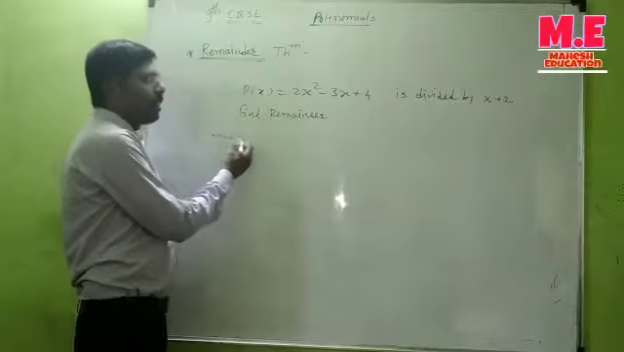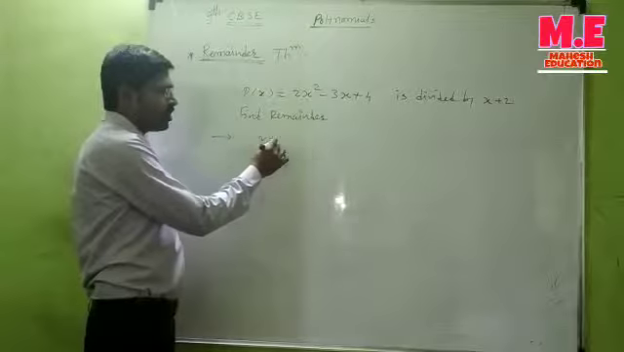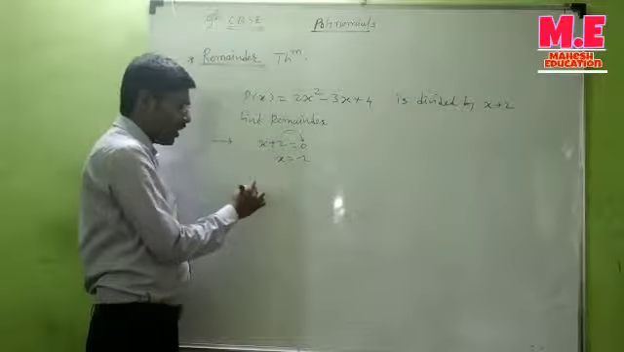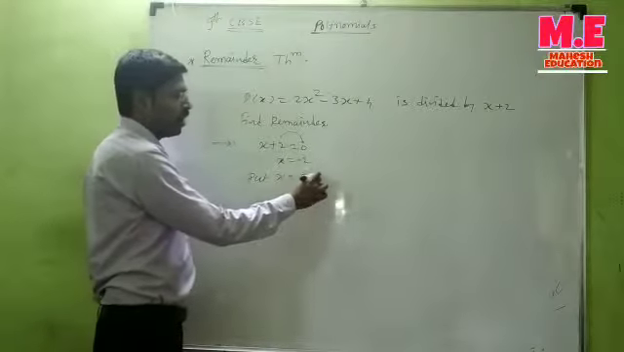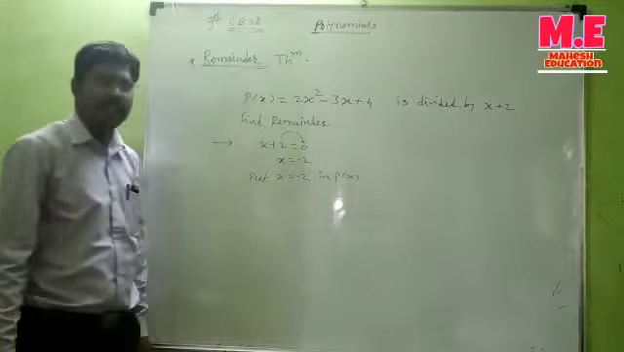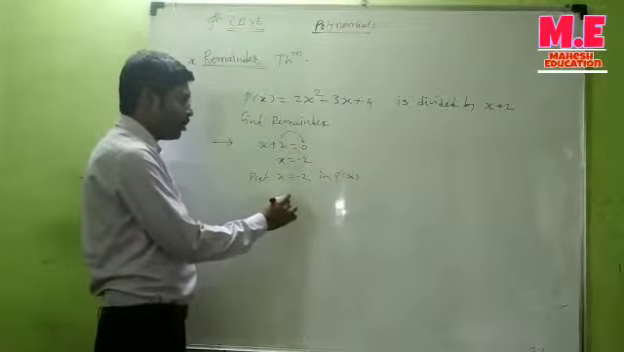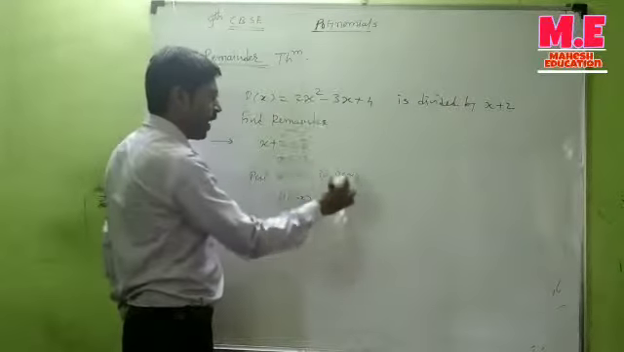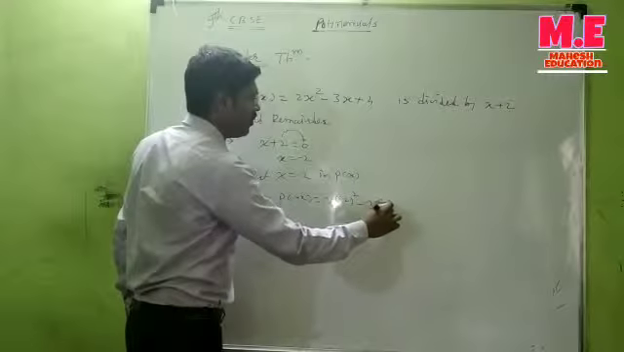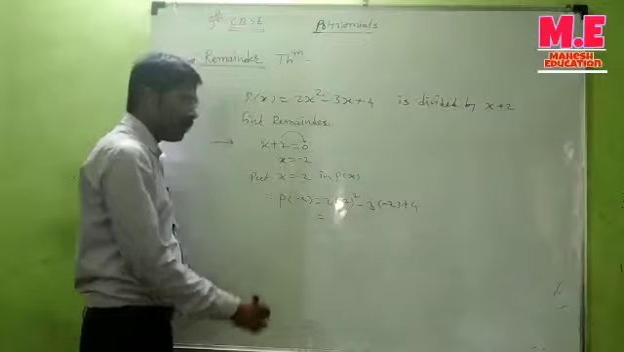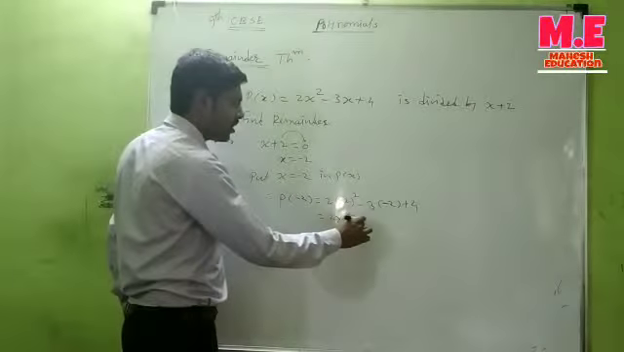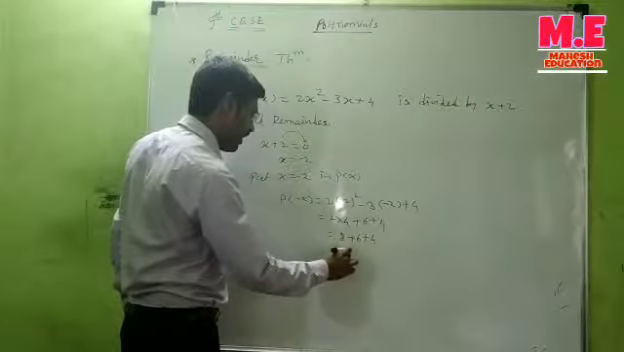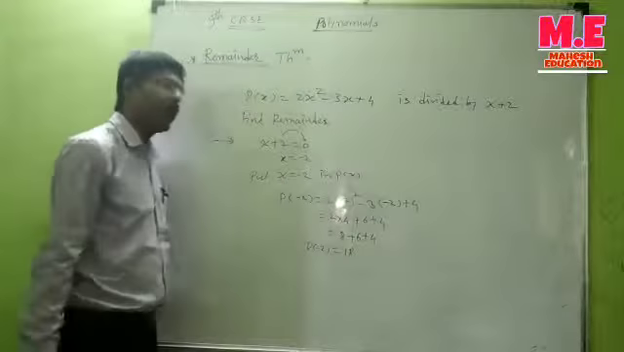Therefore, in the answer, first x plus 2 is equal to 0. 2 shifted to this side, x is equal to minus 2, and write down, put x is equal to minus 2 in p of x. Therefore, p of minus 2 is equal to 2 into minus 2 square minus 3 in bracket minus 2 plus 4. So we write here 2 into 4 plus 6 plus 4, 8 plus 6 plus 4, it becomes 18. p of minus 2 is equal to 18.